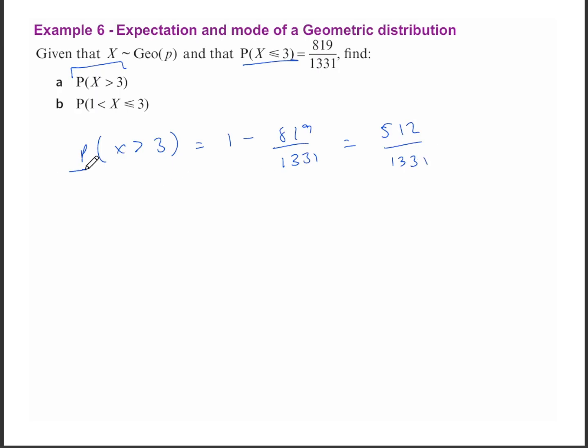That's going to be the probability that the discrete random variable is greater than 3, meaning the first success happens after the 3rd attempt.